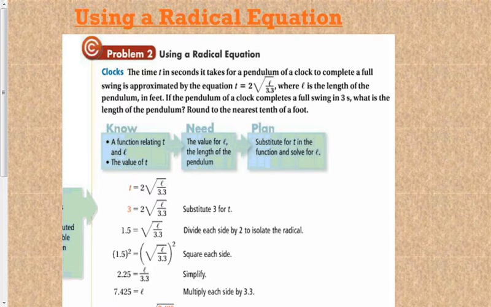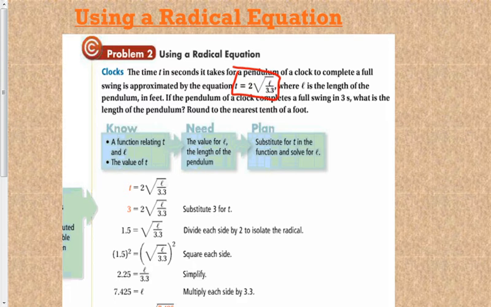Now, I do have a real-life example here where it deals with the pendulum of a clock. If you've ever seen like a grandfather clock, you see the pendulum going back and forth. And there's actually this formula here. It's pretty interesting that T is the time in seconds it takes for a pendulum to complete a full swing. All right? And L is the length of the pendulum in feet. So there's a formula that would figure that out. It's the time is equal to 2 times the square root of the length of it divided by 3.3.